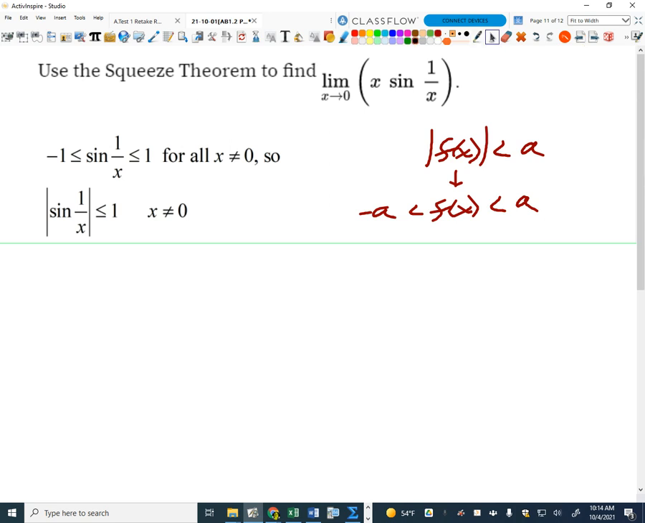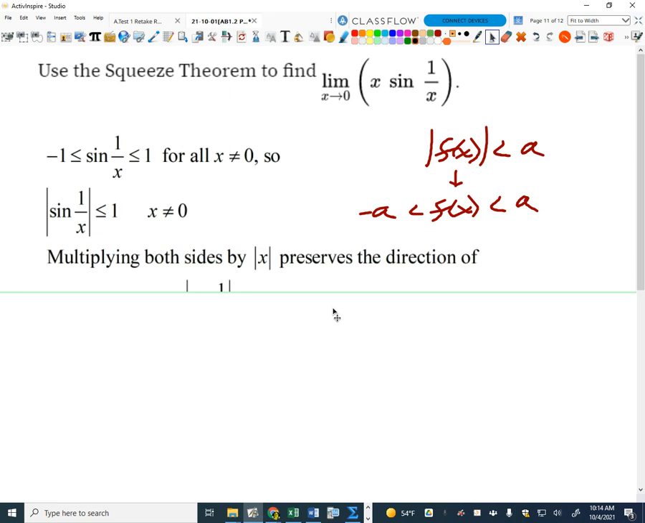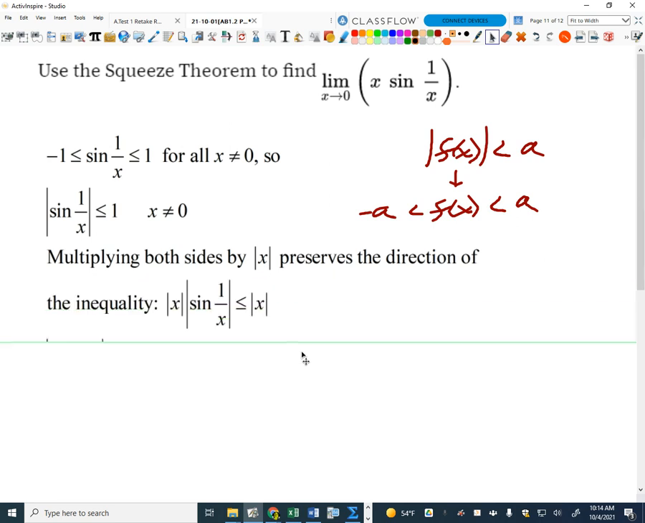Okay, so we've got this. If we were to multiply both sides by the absolute value of x, and the reason we're doing that is because in the original problem, we're taking a limit of x times this sine function. Why do we multiply by the absolute value of x? Because that's always positive. And so we know we're not flipping the inequality, then we can guarantee the inequality stays the same direction.